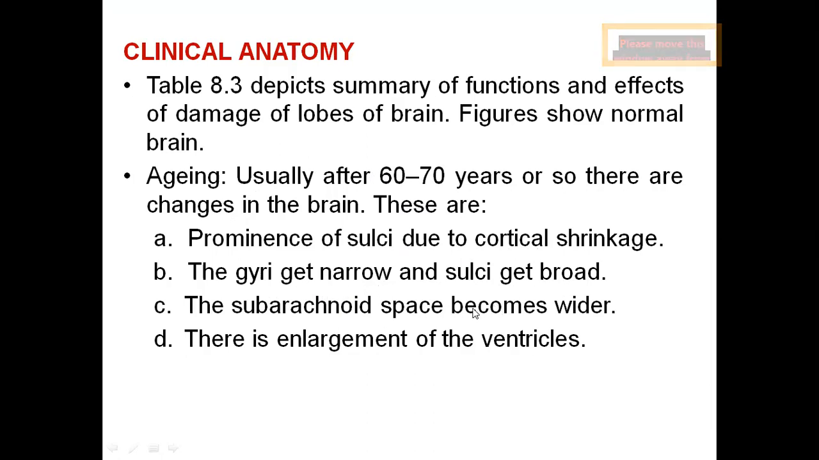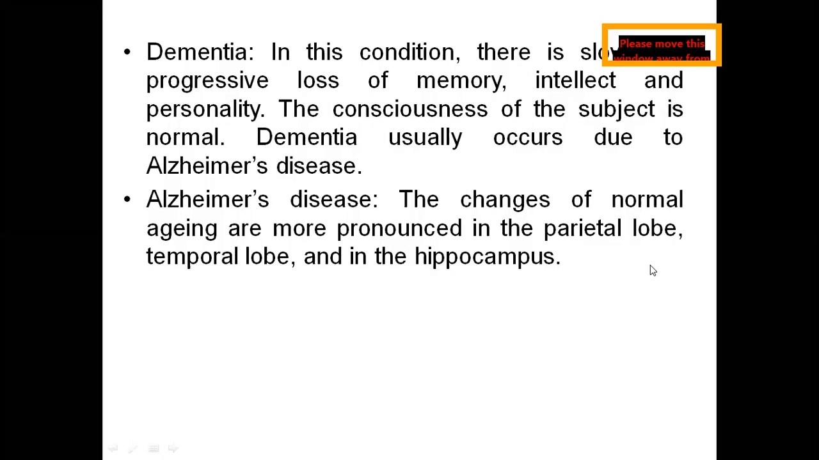Subarachnoid space becomes wider. The ventricles, which are empty cavities inside the brain filled with CSF, will enlarge. Again, in this condition, there is slow and progressive loss of memory, intellect and personality. The consciousness of the subject is normal. Dementia usually occurs due to Alzheimer's disease. What is Alzheimer's? We see it in certain movies also. Memory loss. The changes of normal aging are more pronounced in the parietal lobe, temporal lobe, and hippocampus.